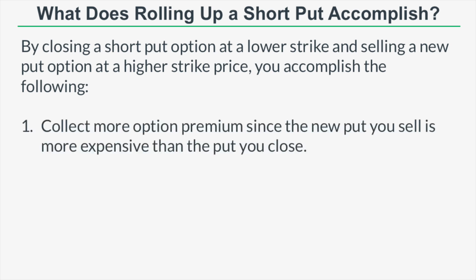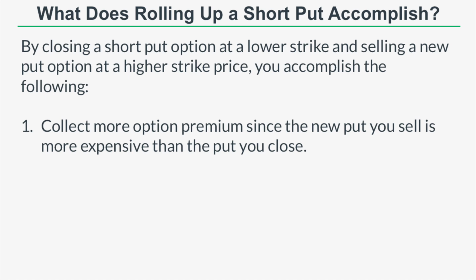The first accomplishment is that you collect more option premium since the new put you sell is more expensive than the put you just bought back. That's because put options at higher strike prices are more expensive than put options at lower strike prices. So when you sell that higher strike put and purchase back that lower strike put, you collect a credit. When you collect a higher premium on your overall position, that means you have more overall profit potential if the stock price remains in between your short strikes.